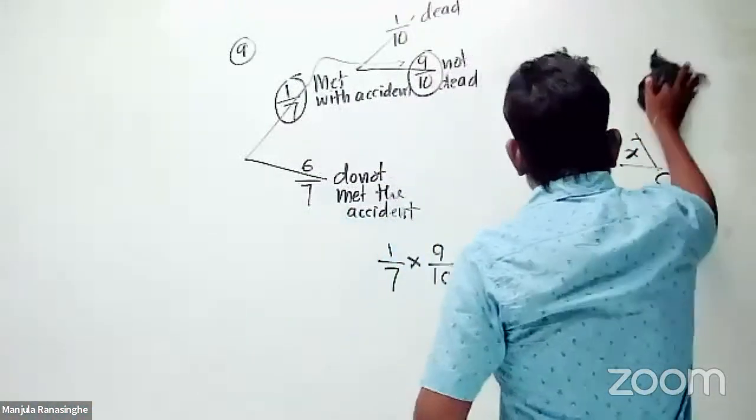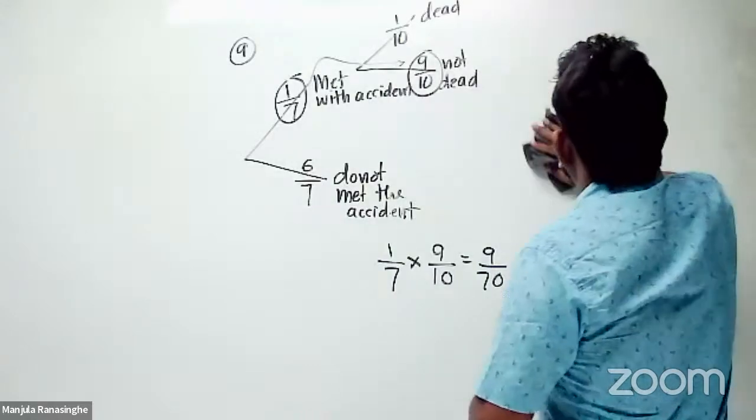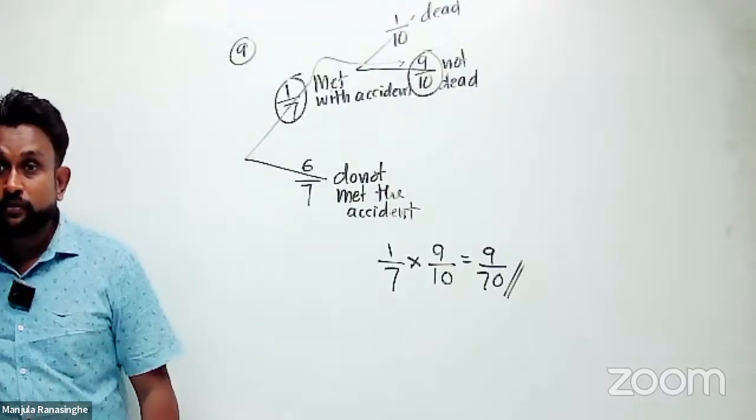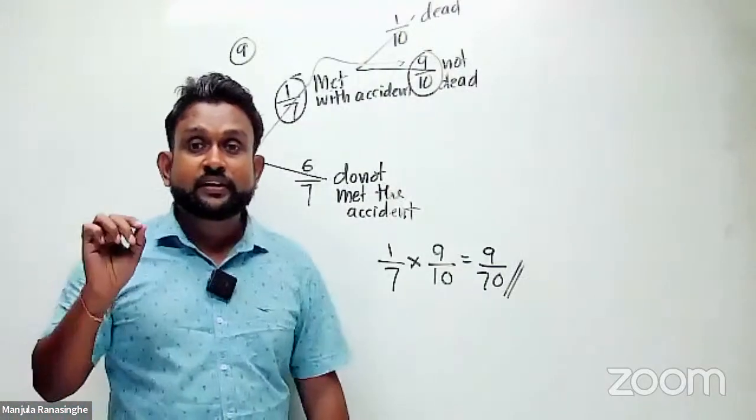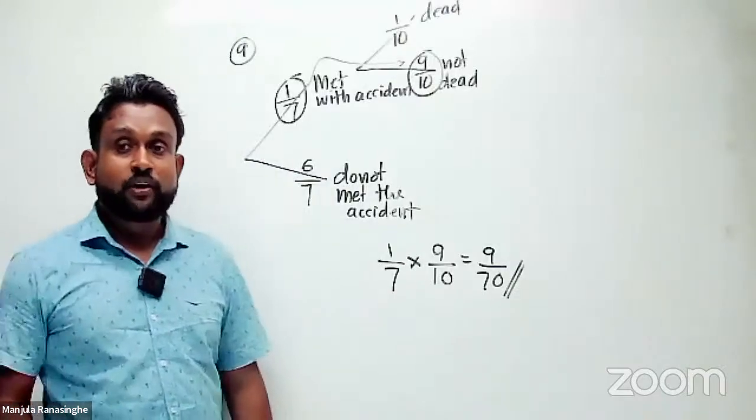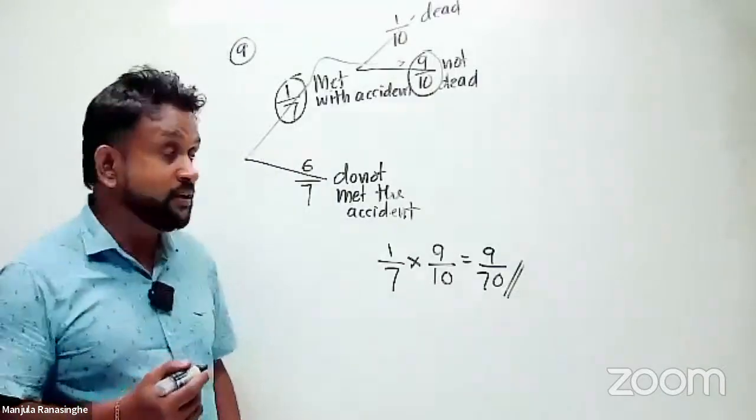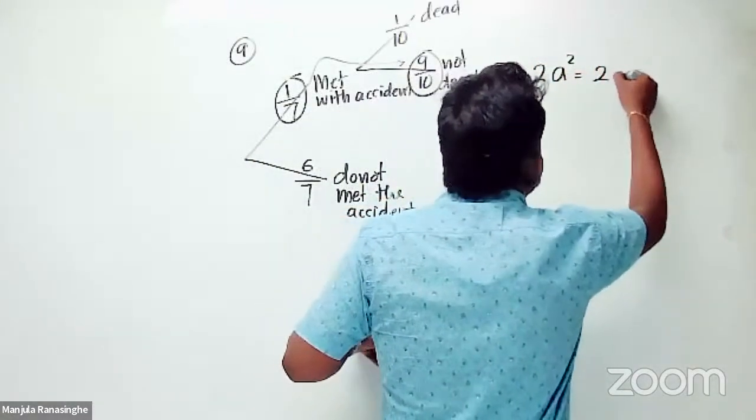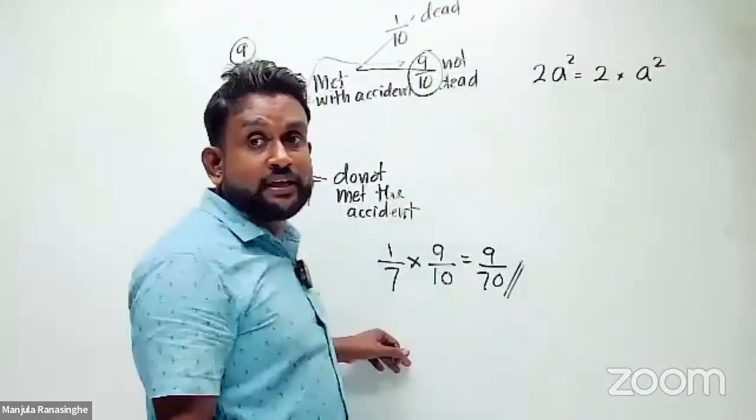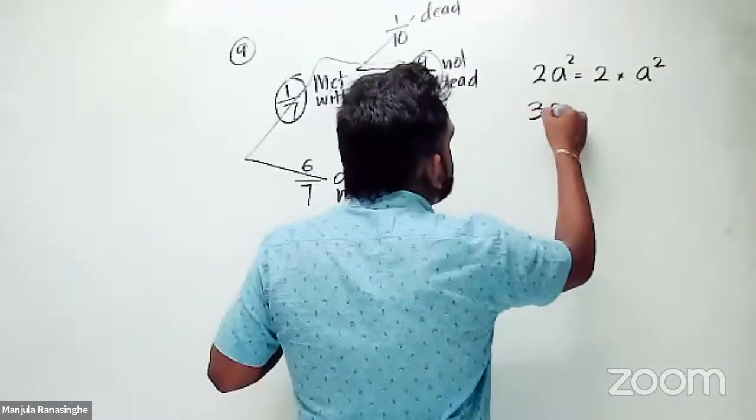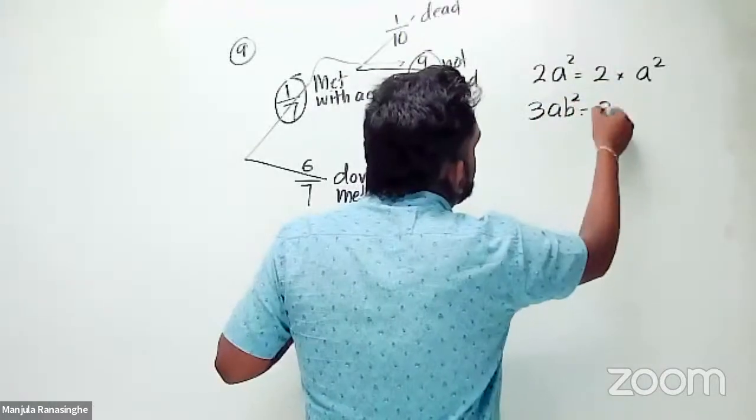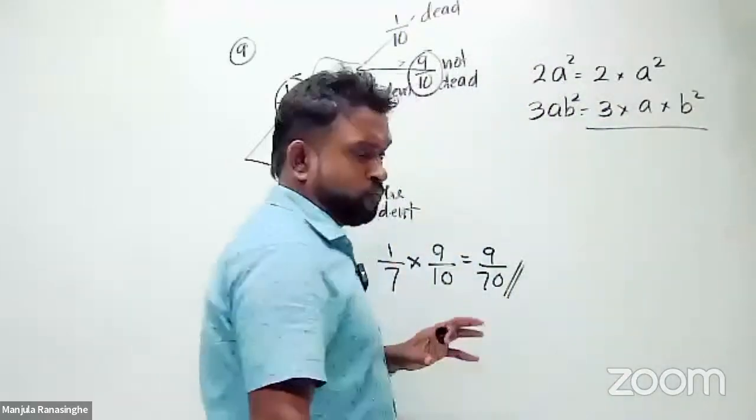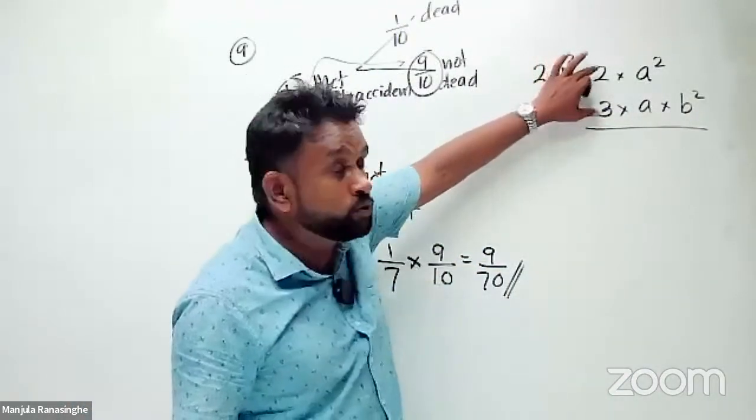Now we are moving to the next question. Question number 10. What is the least common multiple of 2a squared and 3ab squared? So 2a squared, I can write as 2 into a squared. Then 3ab squared, how to write it? Numeric under numeric, algebraic under algebraic, right? Then from the numeric, select the LCM of 2 and 3.